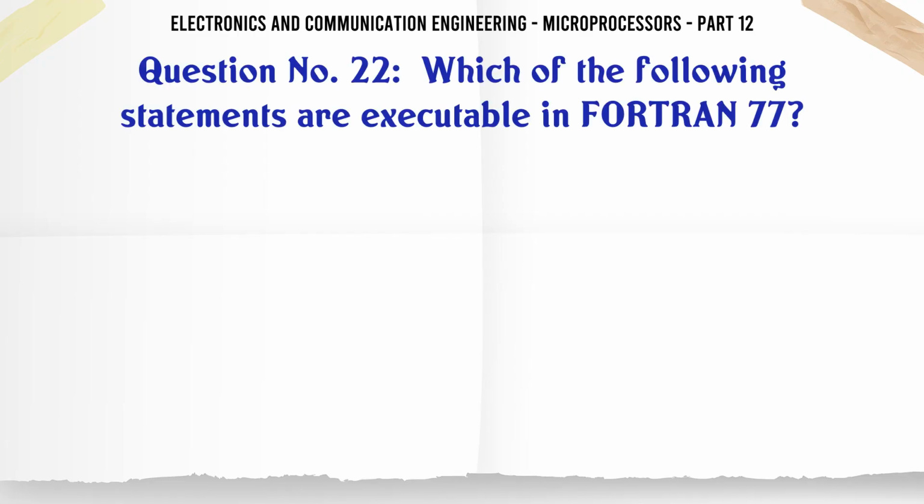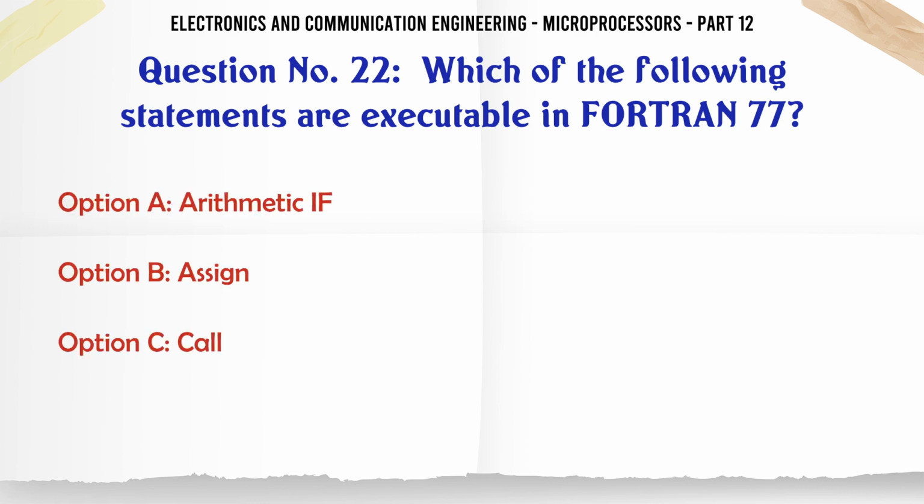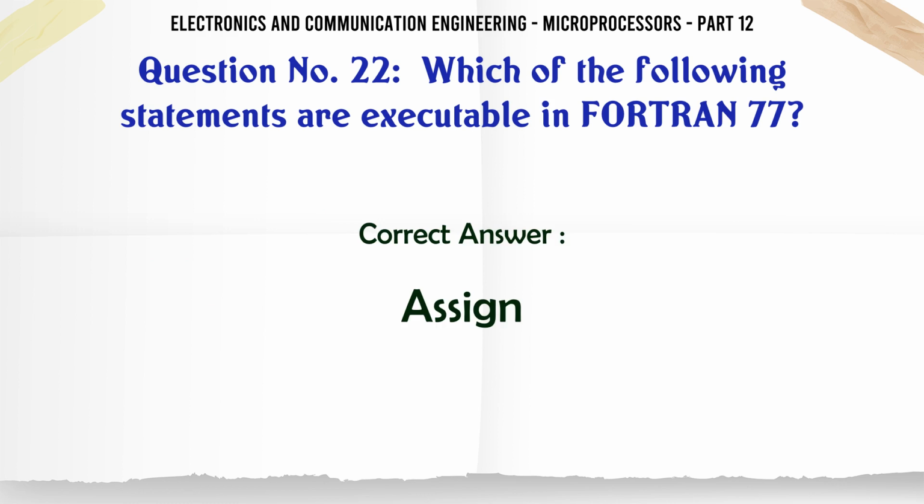Which of the following statements are executable in Fortran 77? A. Arithmetic if. B. Assign. C. Call. D. All of the above. The correct answer is assign.